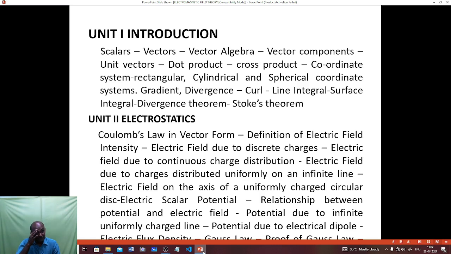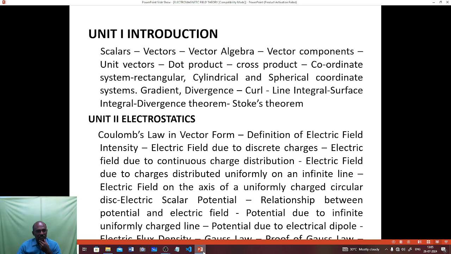So in that aspect we are going to analyze the three coordinate systems in detail from an application point of view. Then we have the theorems normally involved in mathematics, the divergence theorem and Stokes theorem. These are the topics in unit 1. In unit 2, electrostatics. Electrostatics is the study of the electric field, the origin of the electrostatic field.